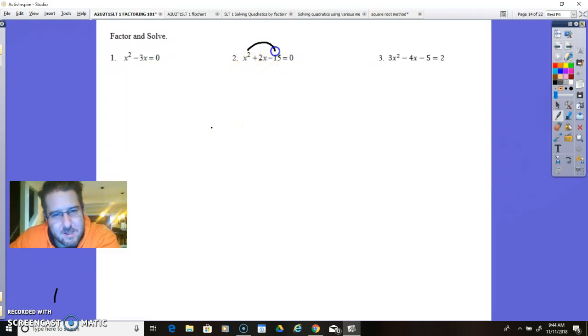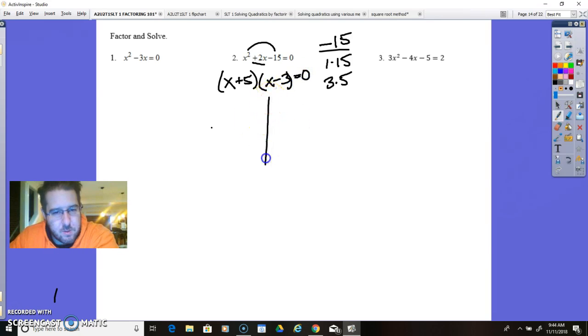X times negative 15. 1 times negative 15 is negative 15. 1 times 15. 3 times 5. And I believe it's 3 and 5. And the 5 has to be the negative one. All right, so that's x. Oh, I'm sorry. 5 has to be a positive one. X plus 5. Bigger one has to be positive because the middle term is positive.